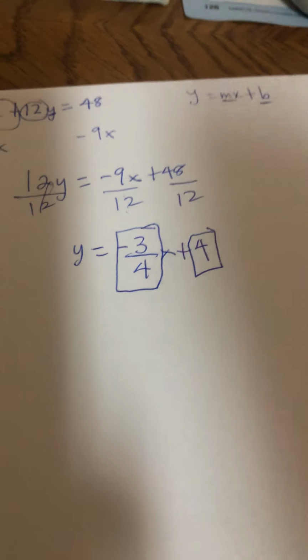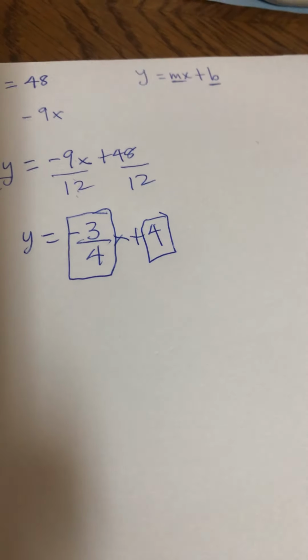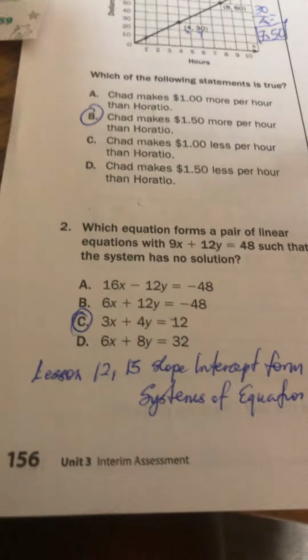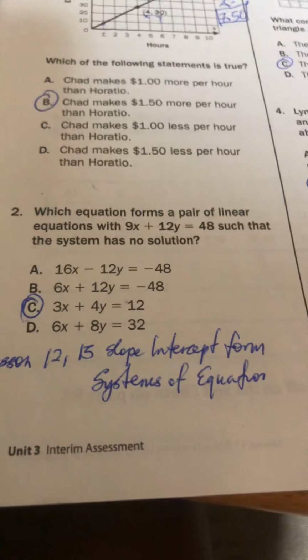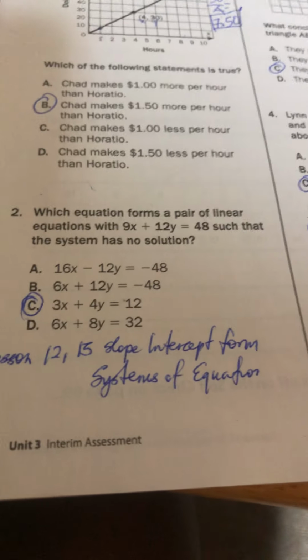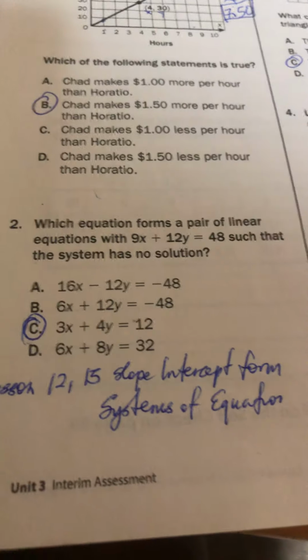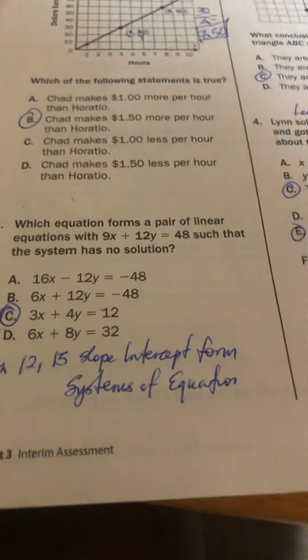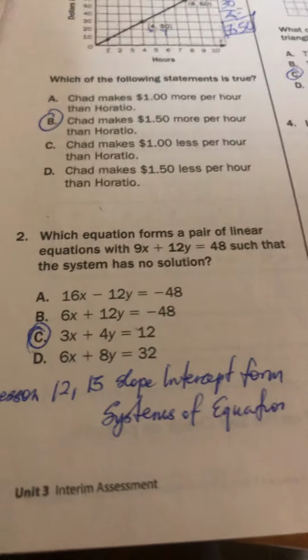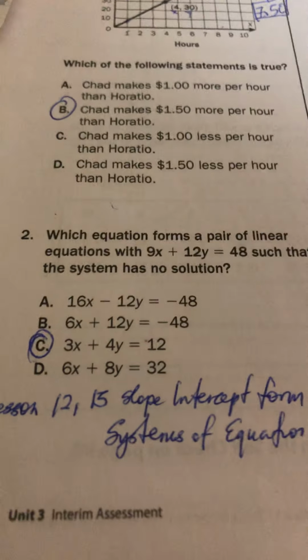Okay, so we're looking for no solution, so we're looking for an equation that has a slope of negative 3 over 4, and the y-intercept cannot be 4. Because for no solution, we have same slope, different y-intercept. Okay? So I know the answer is C, so let me show you why it's C.